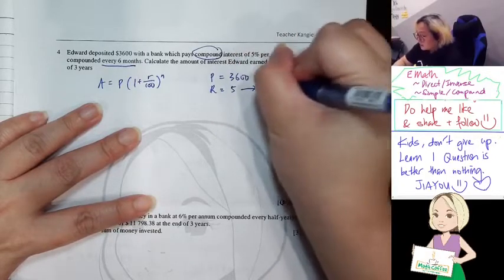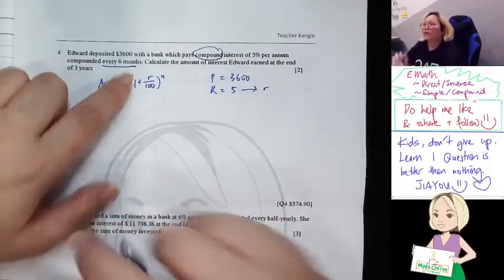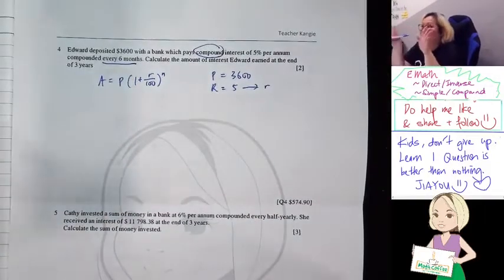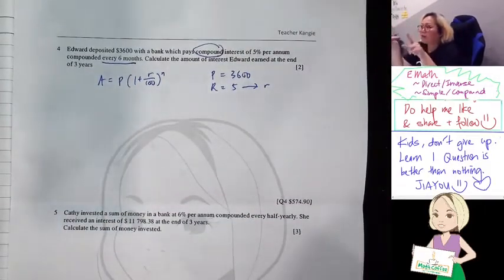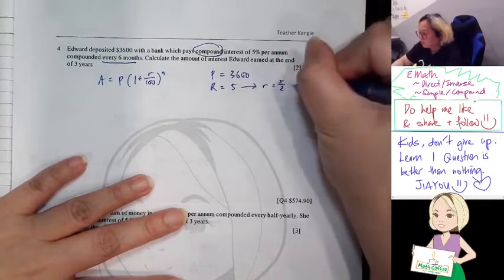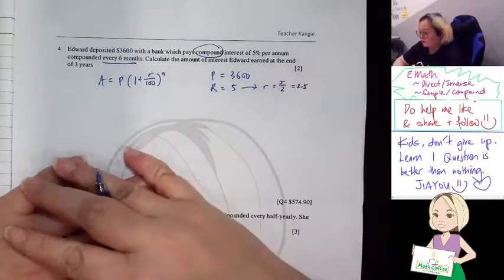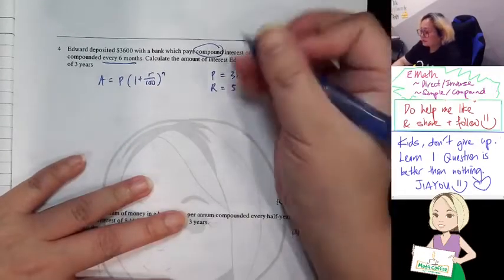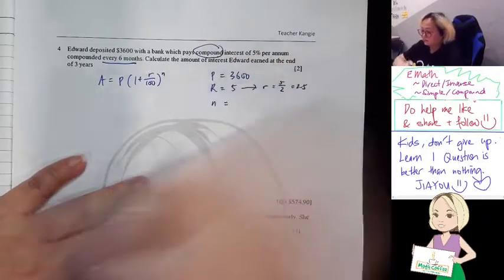Then my small r, it depends. Every 6 months, then you ask yourself, since 1 year is 2 times, I'm going to take 5 divided by 2. So it becomes 2.5. Let's find the small r first. Then after that, your n.